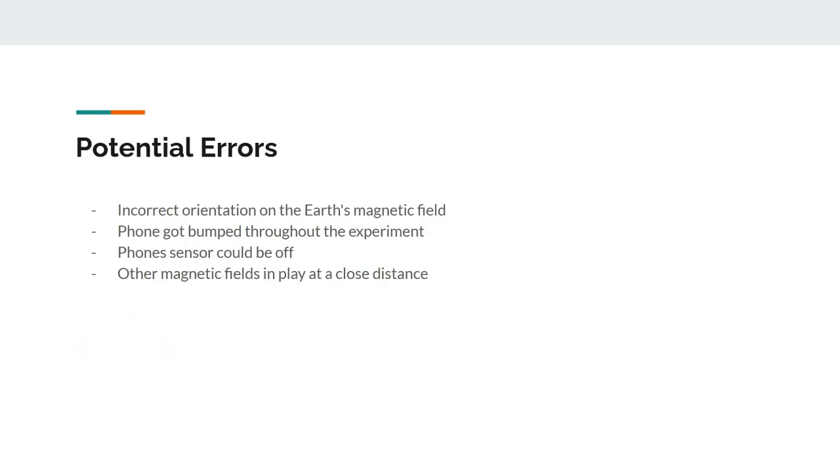And some potential errors for that were incorrect orientation of the magnetic field with the phone. We could have had it misaligned so that it wasn't straight aligned north. The phone could have gotten bumped throughout the experiment. The phone's sensors may not have been perfect, or we may not have found the precise location. And other magnetic fields could have been in play at close distances. So other magnets, other phones, other computers, the equipment in the lab could have affected the results.